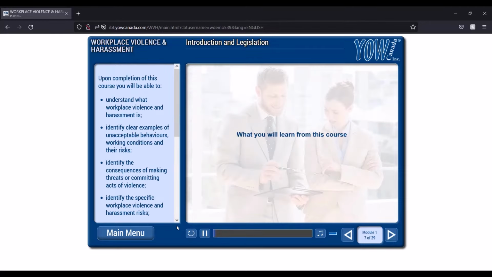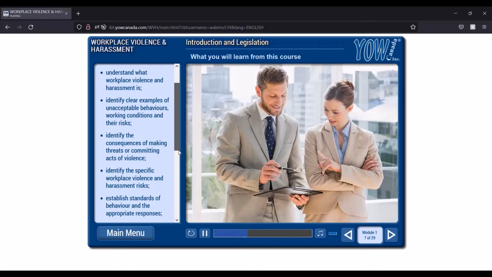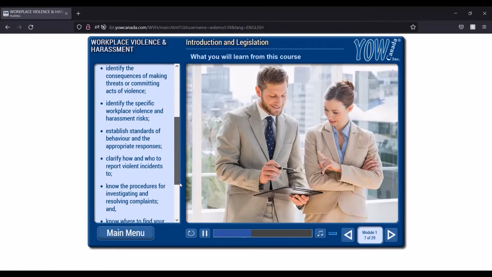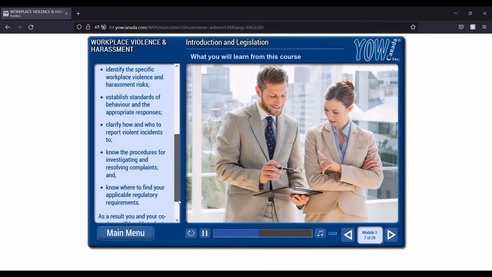What you will learn from this course. Upon completion of this course, you will be able to understand what workplace violence and harassment is. Identify clear examples of unacceptable behaviors, working conditions, and their risks. Identify the consequences of making threats or committing acts of violence. Identify the specific workplace violence and harassment risks.